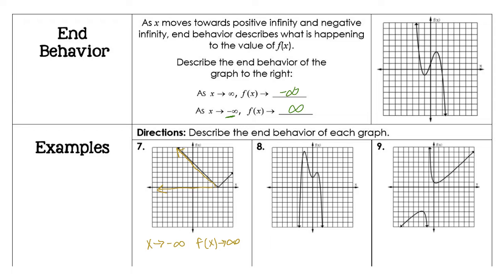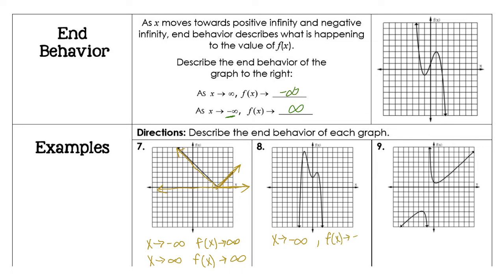And on the other side, as x approaches positive infinity, what is f of x approaching? Well, f of x, again, if we're tending toward positive infinity, notice that my function is moving upward, so it's tending toward positive infinity. On number 8, again, we need to start out with x approaching negative infinity, and notice what's happening to our function this time.